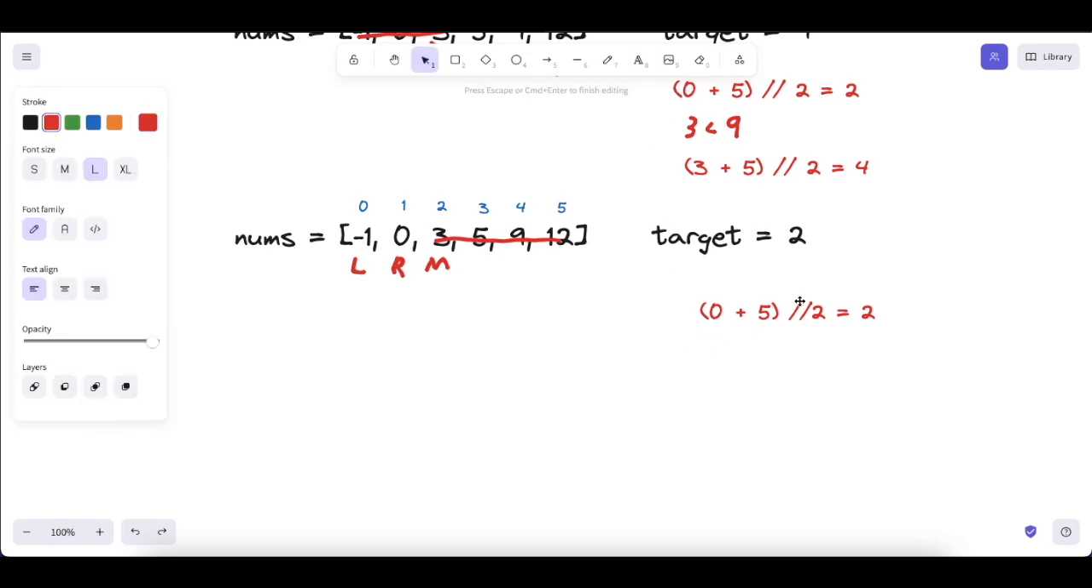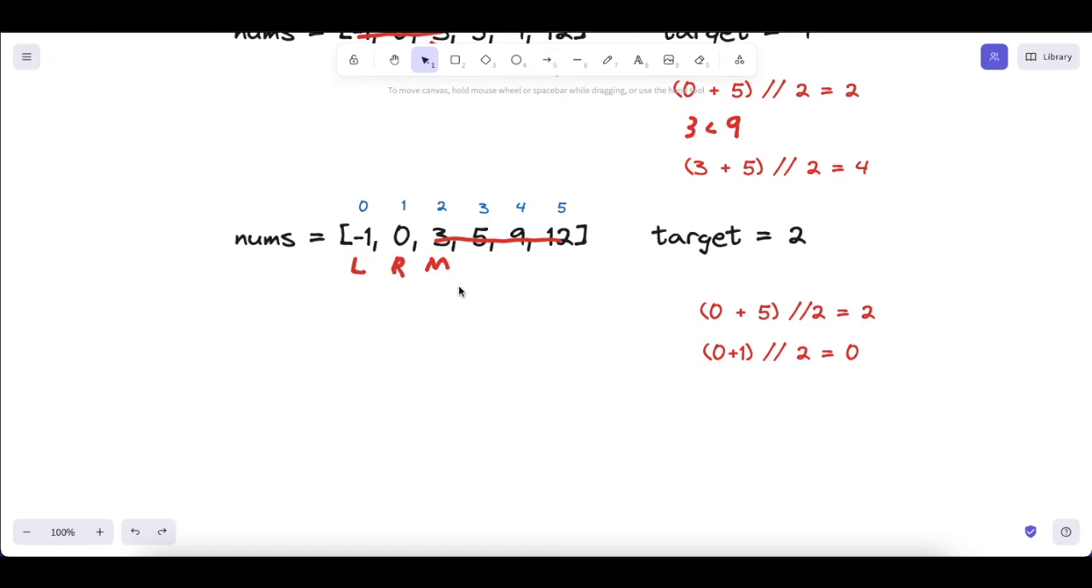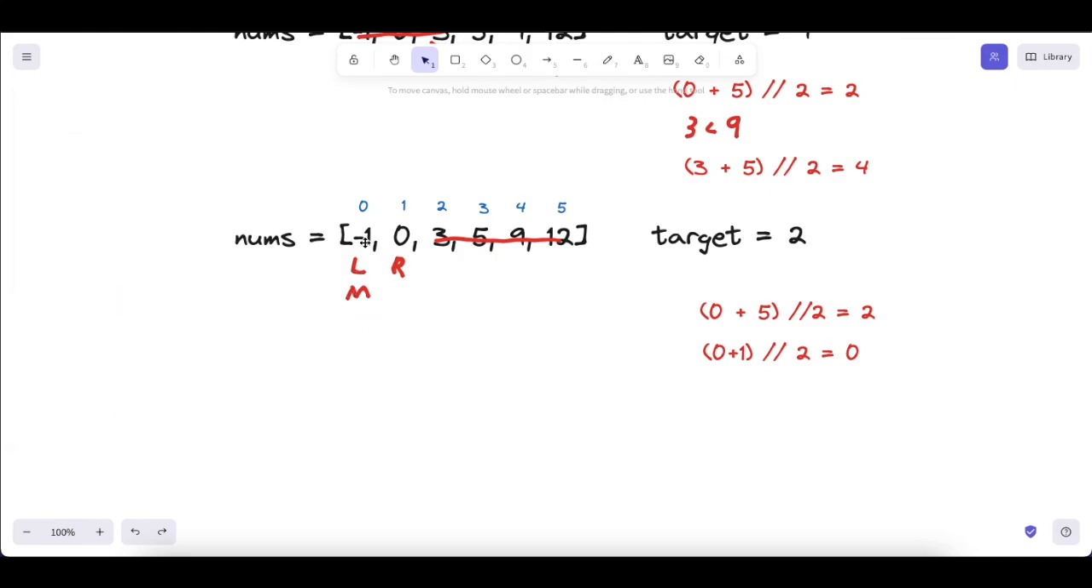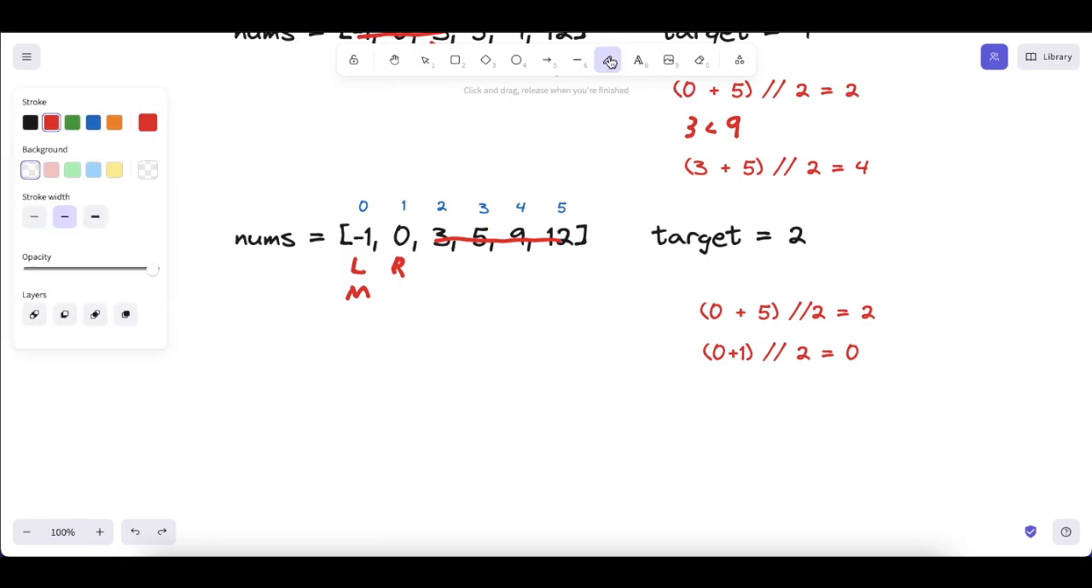Again, we would calculate our midpoint. So this time we have 0 plus 1 divided by 2, and that equals to 0. So our midpoint would now be the same as the left pointer. We would compare the -1 to our 2, and we see that this time the target is greater than whatever we have at our midpointer. So we can discard the -1 and everything that comes before the -1. However, there is nothing before the -1. So at this point, we would make our left pointer to be equal to the midpointer plus 1.